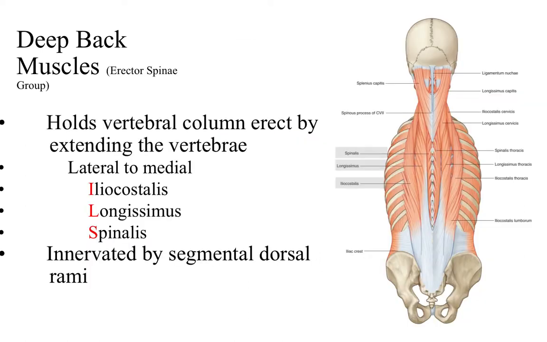The first of our deep back muscles are going to be our erector spinae group, and the erector spinae group is going to be running along the same length as our spine, or our vertebral column.